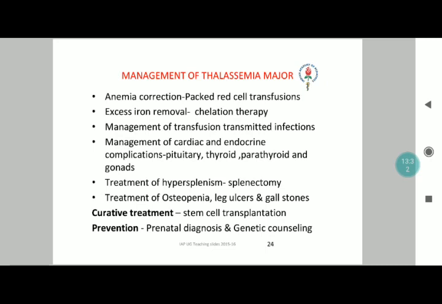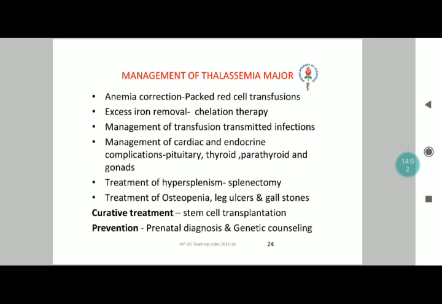And the management of thalassemia major is by anemia correction with PCV cells, excess iron removal by chelation therapy with desferrioxamine, specifically managing and preventing transfusion transmitted infections and complications, and management of cardiac as well as endocrine complications whichever might arise if any. When I say complications, pituitary complications such as delayed onset puberty, hypothyroidism, hypoparathyroidism, and delayed puberty because of gonadal dysmaturity is also common.